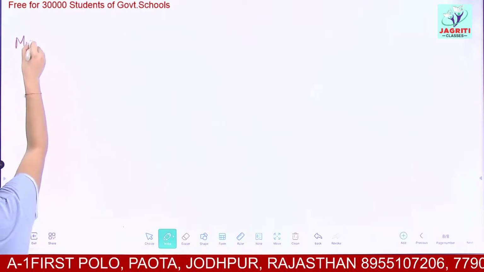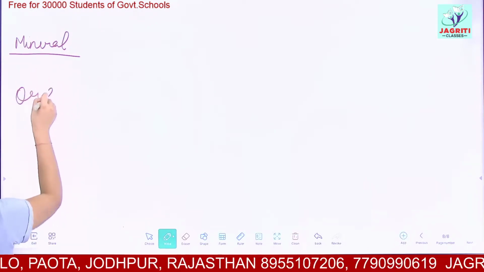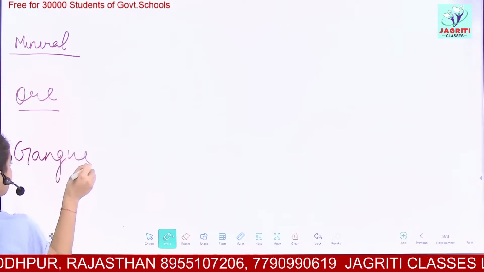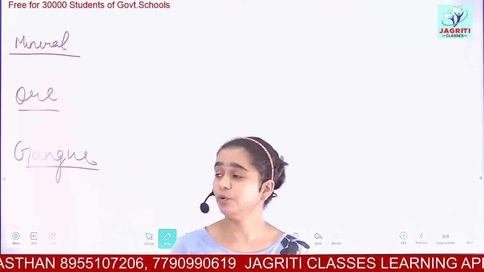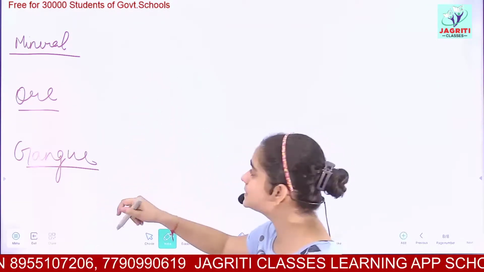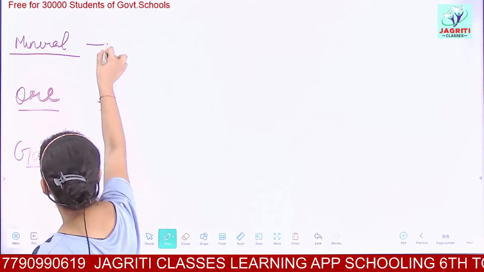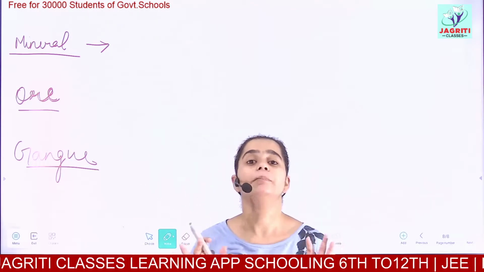What do you mean by the term mineral? Then you have a term ore, then comes gangue. These are the three terms. Before starting this topic, you should know what you mean by these three terms, okay? So mineral means all the metals present in the earth are called minerals.